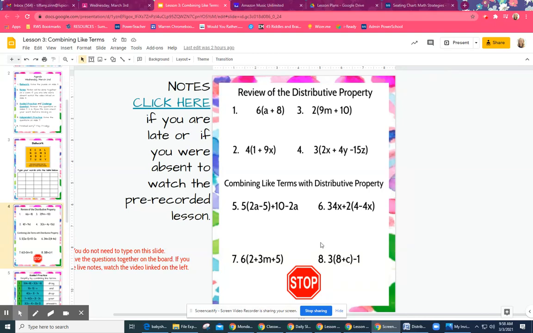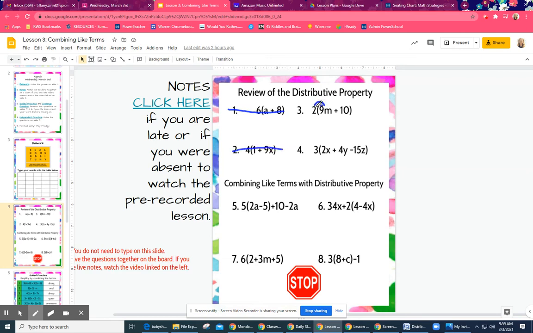Today's lesson is over using the distributive property to combine like terms. So at the top, we're just going to review what the distributive property is, and then at the bottom, we'll work with combining the like terms piece of it. We're going to skip some of the ones on the top just because of time. So let's begin on number 3.